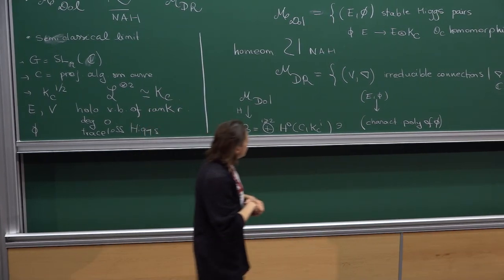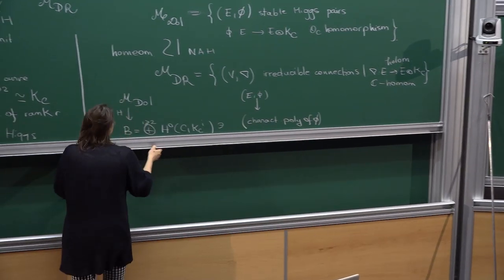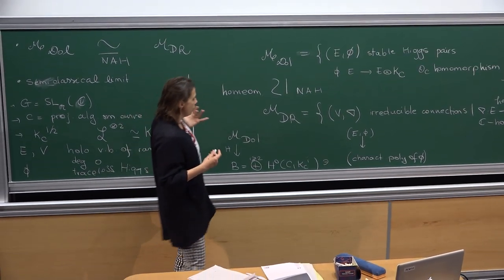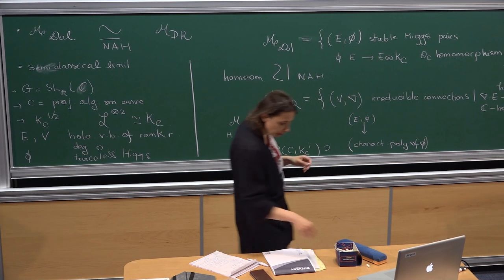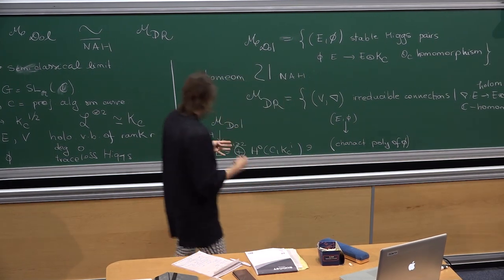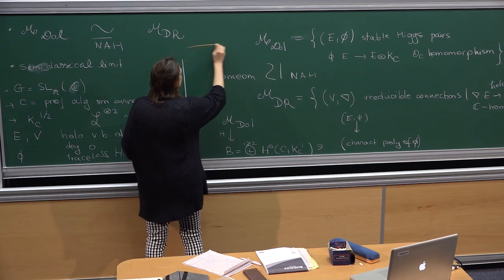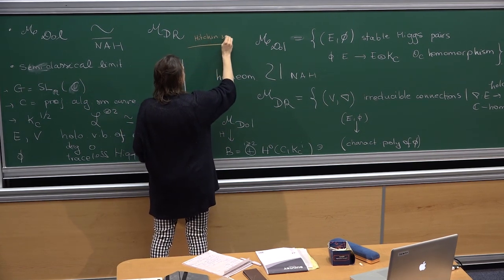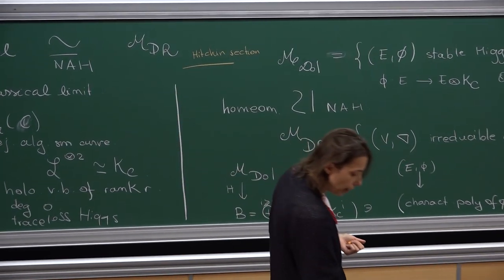Okay, so this is the general framework. And next, what I'm going to do is to introduce two Lagrangians in this space that mainly give a kind of affine parametrization of the Hitchin base. One will be called the Hitchin section, and the other one will be the upper moduli.